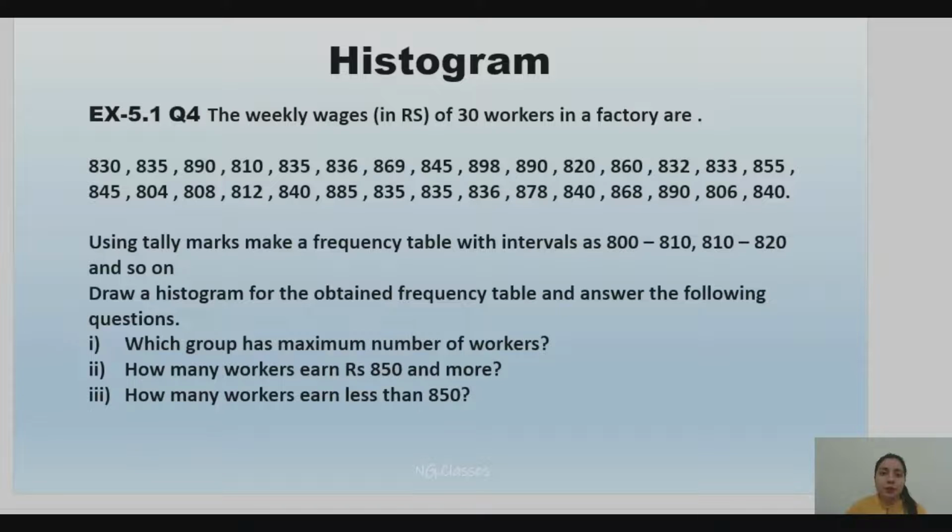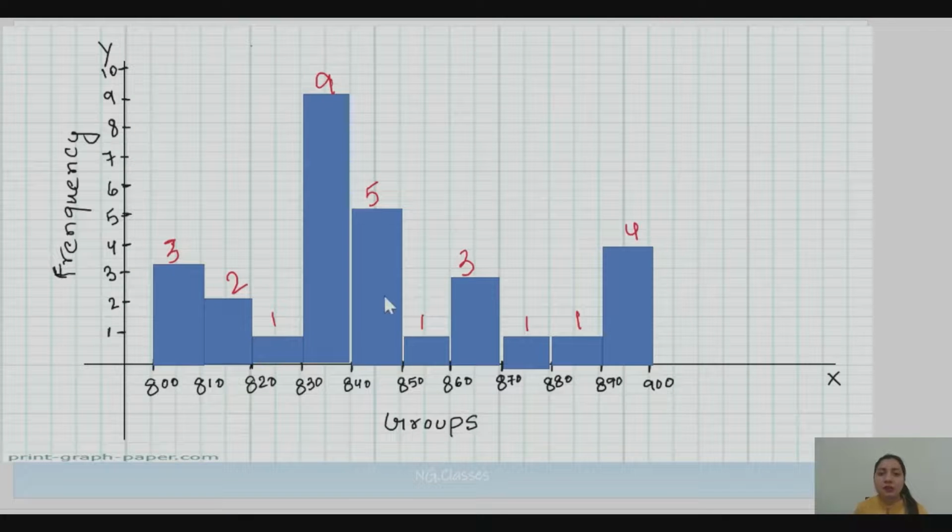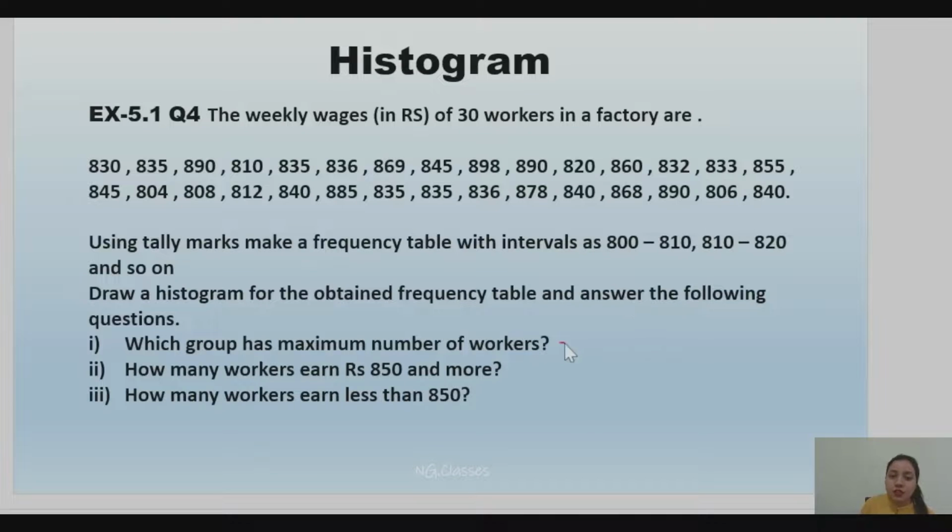So our question is, which group has the maximum number of workers? Check it. Which group is having the maximum number of workers? It's 830 to 840. Clearly visible in this graph, right? So for question number 1, it's 830 to 840. This interval or this group contains the maximum number of workers.